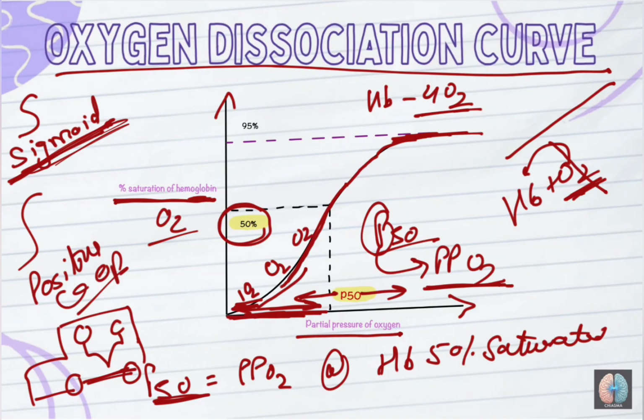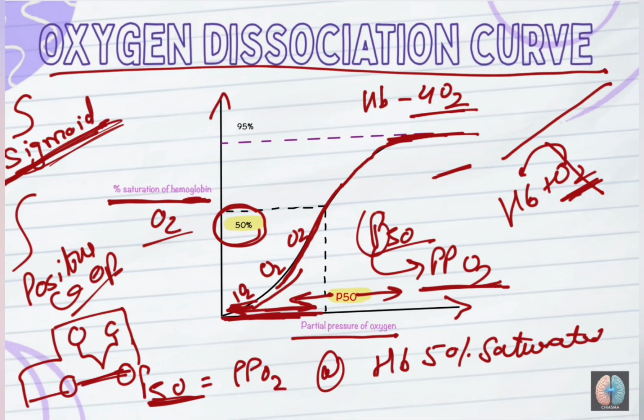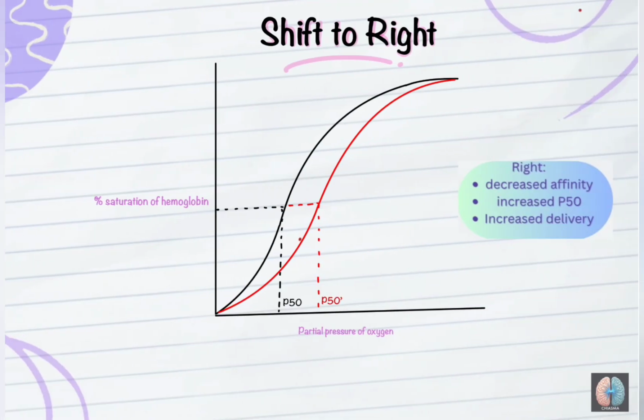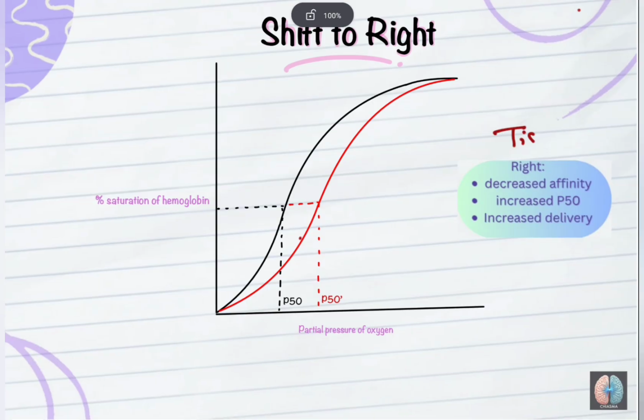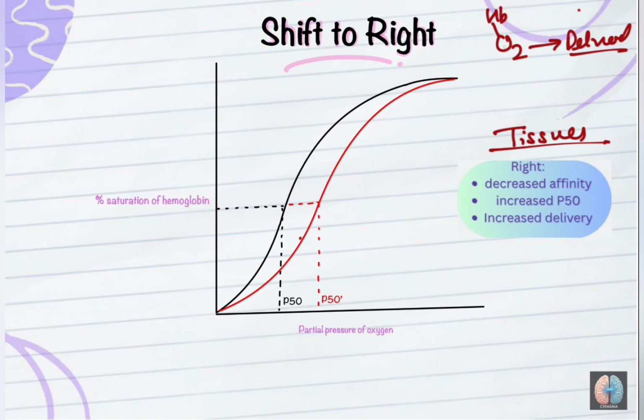Okay, so now we will talk about a little tricky part, the shifting of the curves, when it shifts to the right and when it shifts to the left. But nothing is tricky for us. Now we are going to talk about when this oxygen hemoglobin dissociation curve shifts to the right. We just need to remember that this happens at the level of tissues. At the level of tissues, oxygen is delivered. It no longer wants to bind to hemoglobin. It says good, bye bye hemoglobin. You can go away to the lungs and take more oxygen.